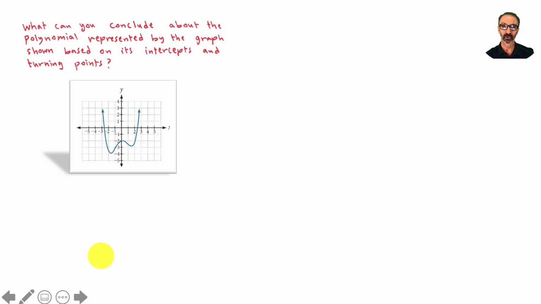What can you conclude about the polynomial represented by the graph shown based on its intercepts and turning points? Do you think this is odd? Do you think this is even? I think it's even. Is it second degree or fourth or sixth? Let's talk about it in terms of what we have here.